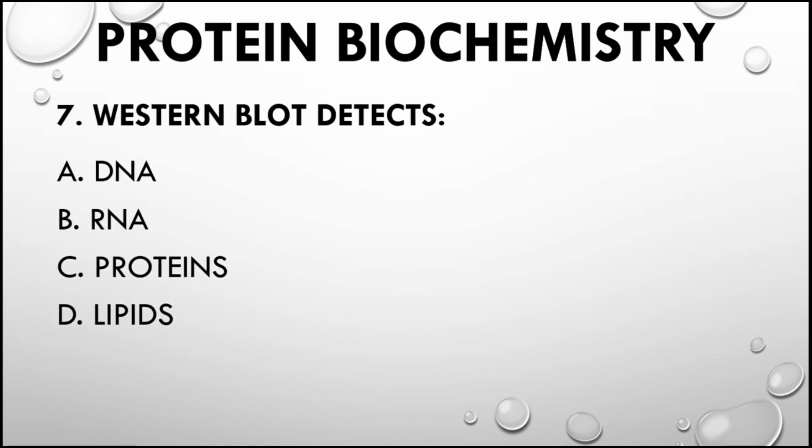Question 7. Western blotting detects A. DNA, B. RNA, C. Proteins, D. Lipids. Western blotting is used for detection of protein.